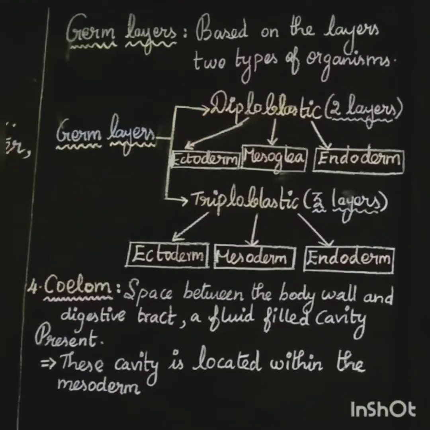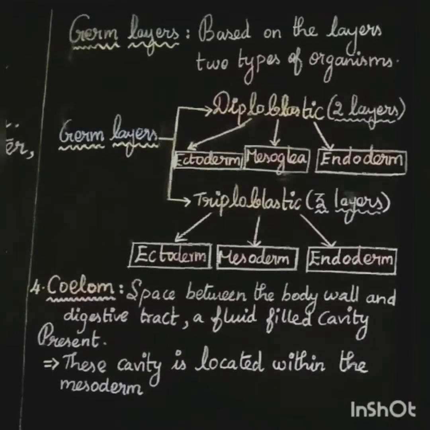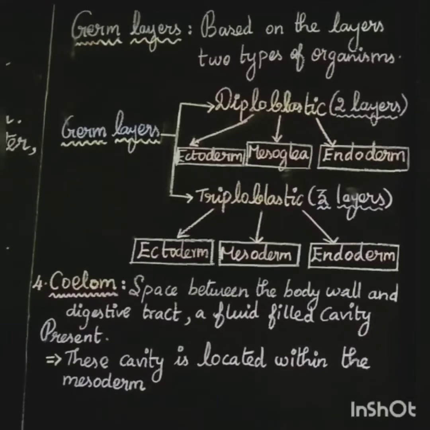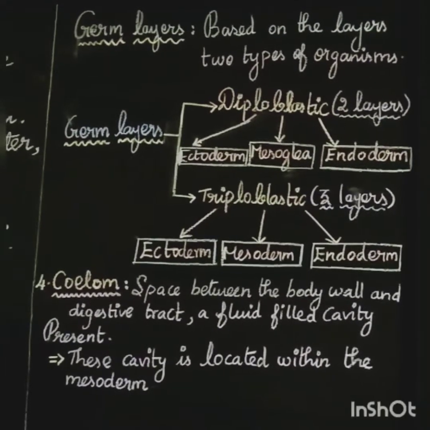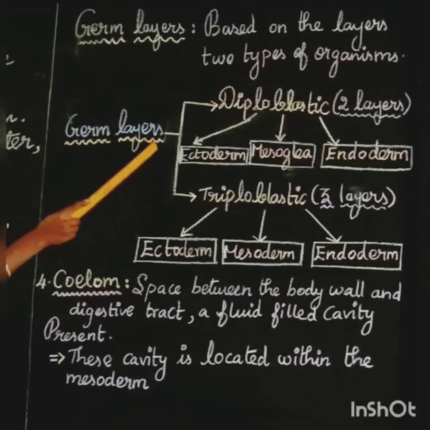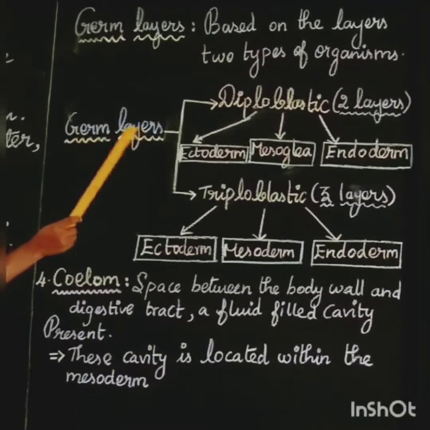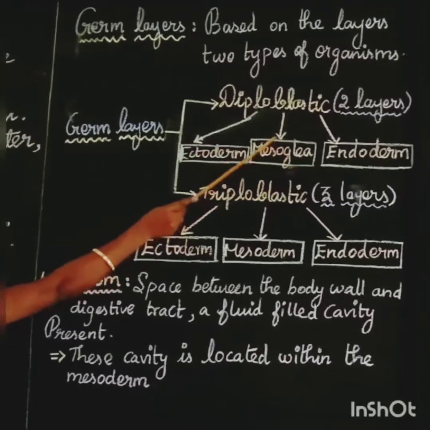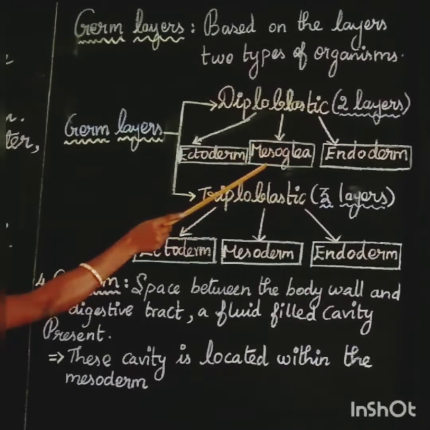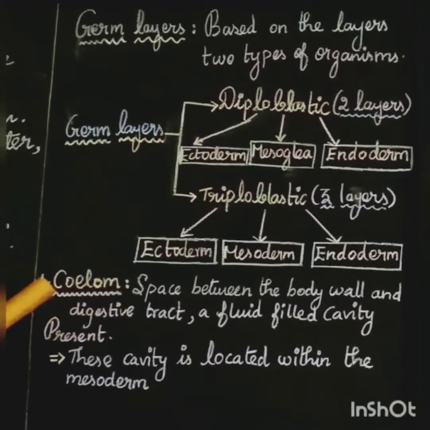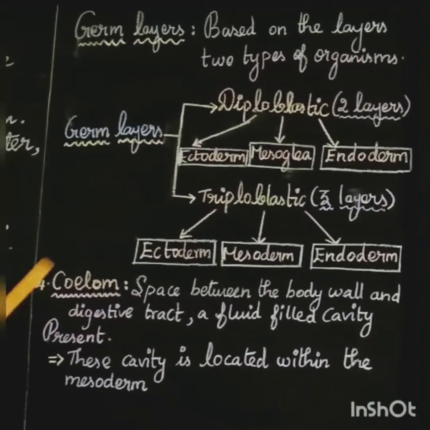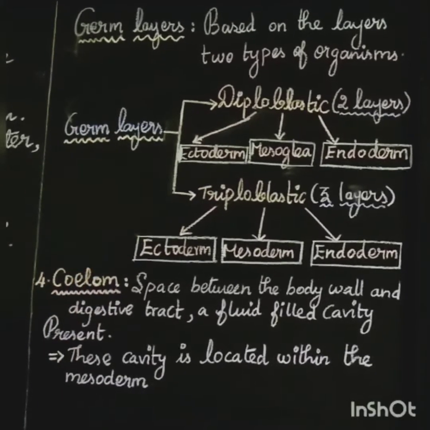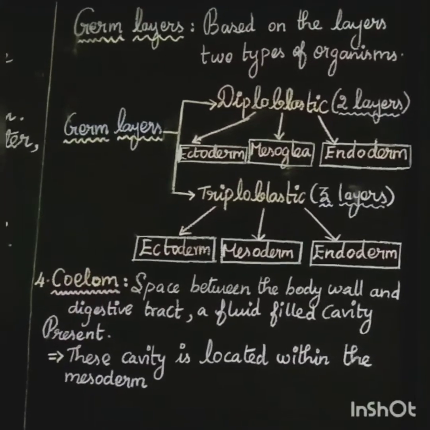For diploblastic, we have seen an example, that is Hydra. Where did we see the example of Hydra? In body symmetry. For radial symmetry we saw the example Hydra. Here, for diploblastic also, a very good example is Hydra. Hydra has only ectoderm and endoderm. The middle layer is mesoglea, a fluid-filled space. Then coming to triploblastic, examples are mammals and chordates.